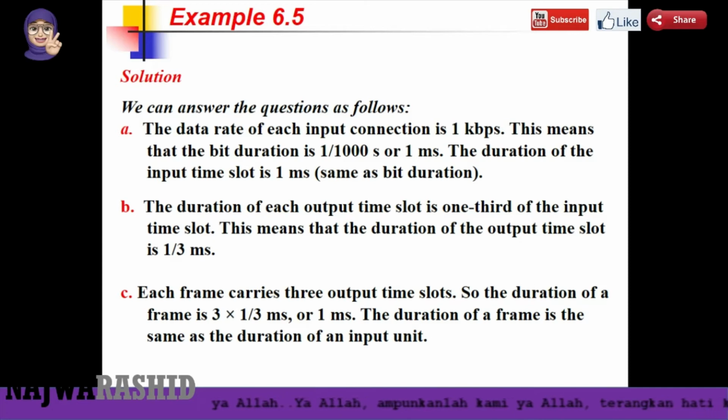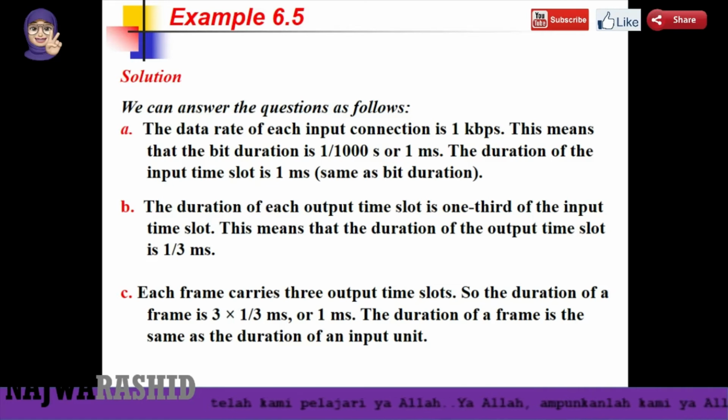Based on that situation, we calculate the duration. We can answer like this. The data rate of each connection is 1 kilobit per second. That means the bit duration is 1 over 1000 second, or 1 millisecond. So the duration of the input time slot is 1 millisecond, the same as the bit duration. This one is part A.